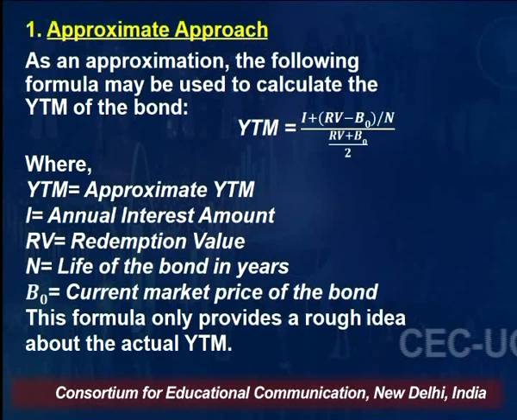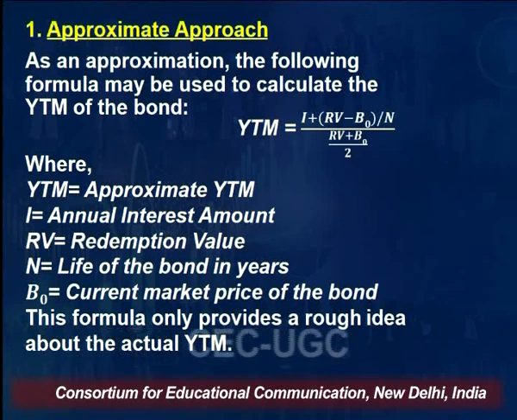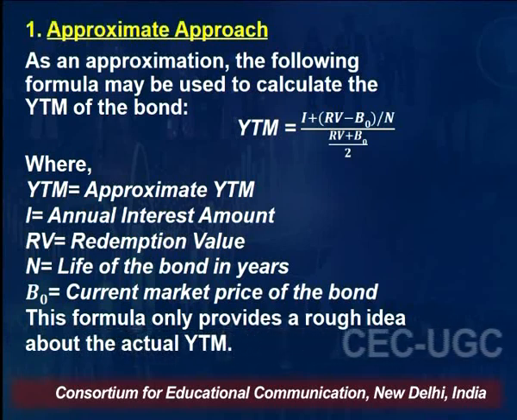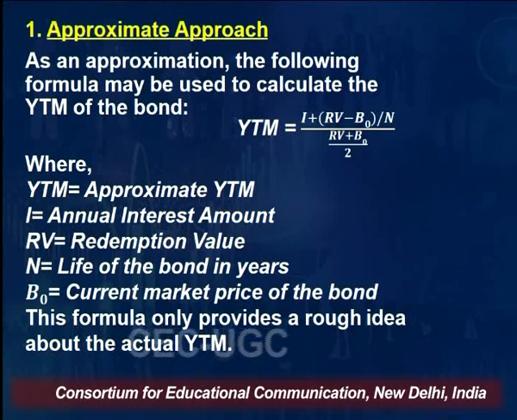In the approximate approach, the formula for calculating the yield to maturity is: the interest plus redemption value minus current price of the bond, B0 referring to the current price of the bond, divided by N, where N is the number of years remaining for the maturity period, all divided by the redemption value plus B0, the current price of the bond, divided by 2. So if we use this formula, we can find out the approximate yield to maturity.